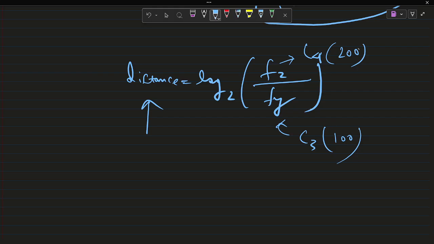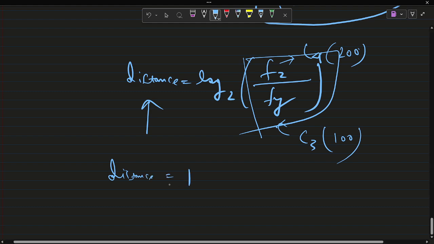Let's take the value as 200 hertz. So 200 by 100, the ratio is 2. Why 2? Because one octave means it doubles the frequency. So when we get the distance as 1, we basically get an octave. When we get the distance as 0.5, we basically get what? The half of an octave.